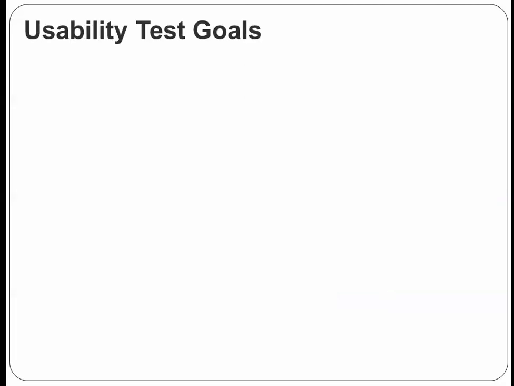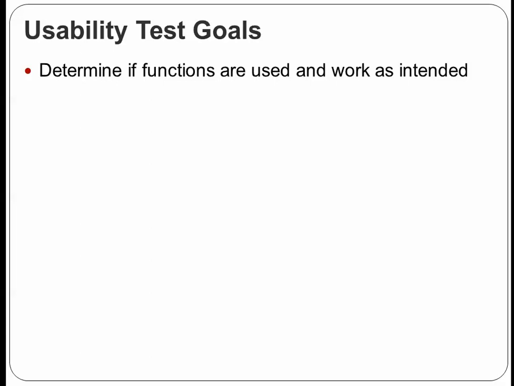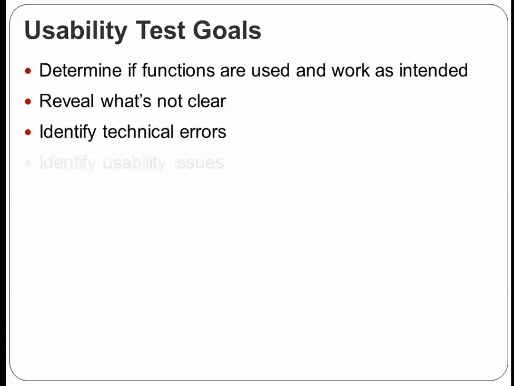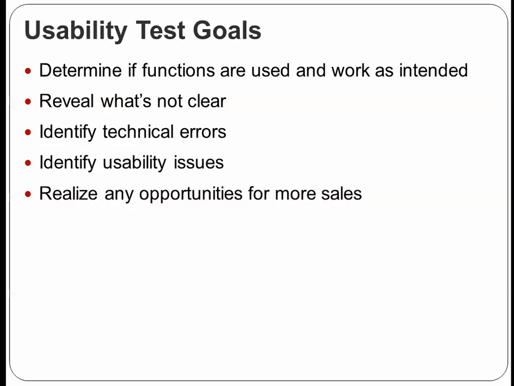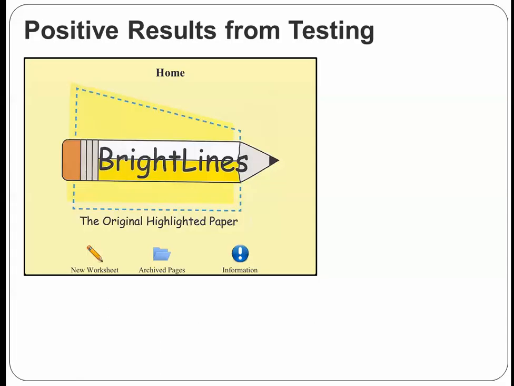So what were the goals of this usability test? Customers are demanding more usable mobile applications than ever before, especially for the ones they pay for. To evaluate the usability of the app, we determined that the goals of this usability test were to determine if functions are used and work as intended, reveal what's not clear, identify technical errors, identify usability issues, and realize any opportunities for more sales. You also wanted to know if students preferred to write with a finger or with a stylus. Next, I will be describing the results.